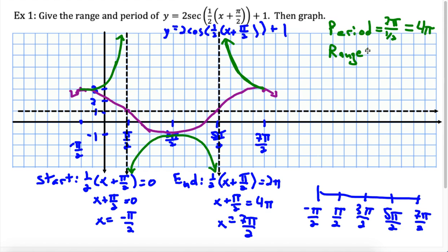Now, the range is actually the exact opposite of my cosine graph. So the range of the green graph is going to be everything but this space between -1 and 3. So my range would actually be negative infinity up to -1. I am going to include -1, because this point right here touches at -1. And then I'm going to say union, and then 3 up to infinity.